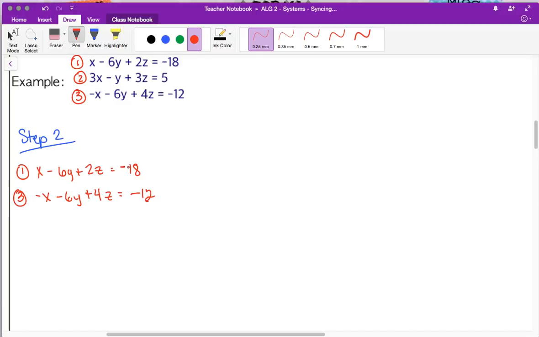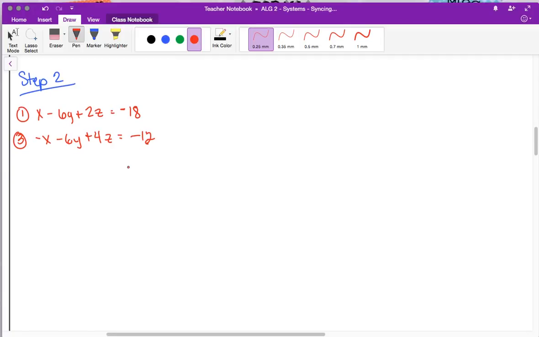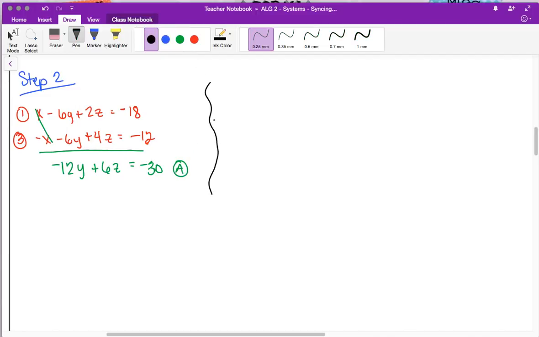Okay, so now pick 2 equations. I did that. I'm going to move this down. And we're going to solve or eliminate one of the variables. So I'm going to eliminate x's. If I add these 2 equations together, the x is eliminated. And we will end up with a negative 12y plus 6z is equal to negative 30. And we're going to call this equation A. Okay? All right. Next step, which is our step 3.